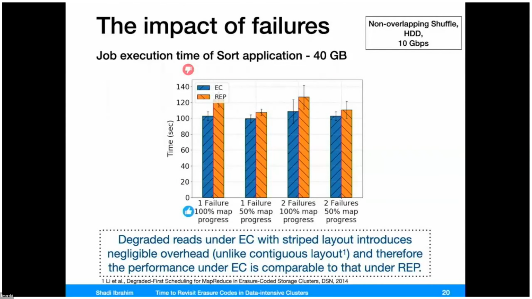Now let's see the results when injecting failures. Under EC, when a failure happens, 6 out of the remaining 8 original and parity chunks will be read and decoded. We refer to that as degraded read. As we can see, degraded reads introduce negligible overhead, and therefore the performance under EC is comparable to the one under replication.